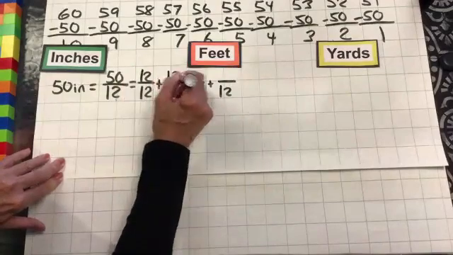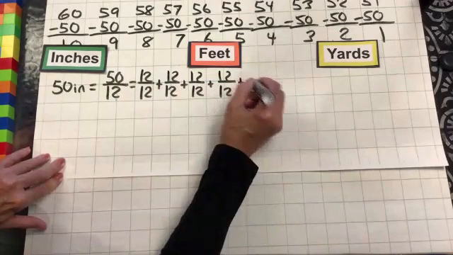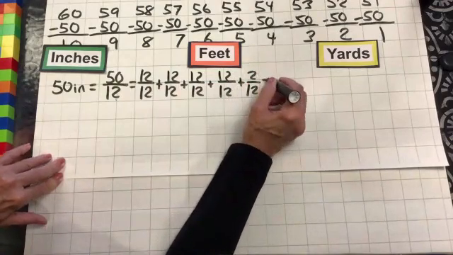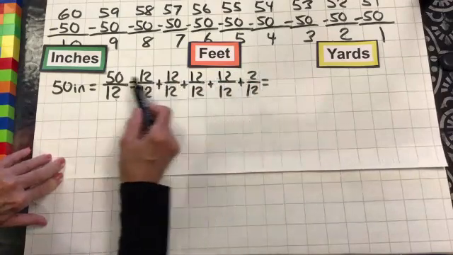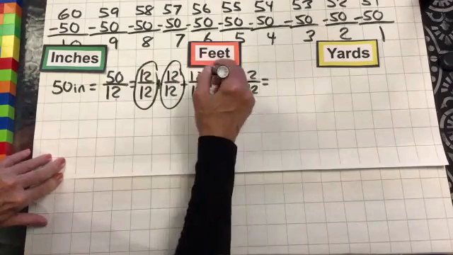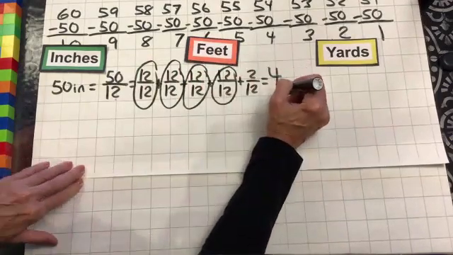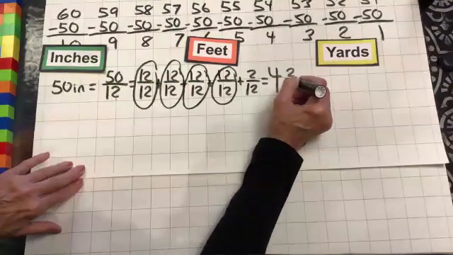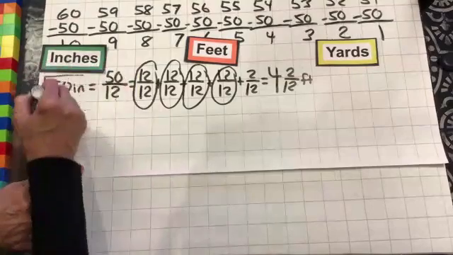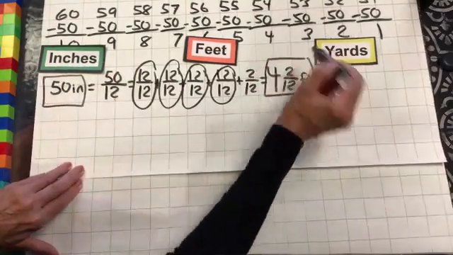So we have 12, 12, 12, 12. That's 48. And there's 2 more left over, the 12 to make 50. So if we add these all up, they make 50. So we have 1, 2, 3, 4 whole. So that's a whole number. And the fraction, which makes this a mixed number. So 50 inches is the same as 4 2/12 of a foot.